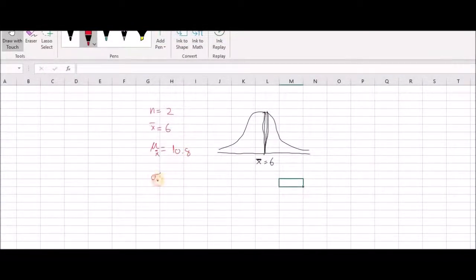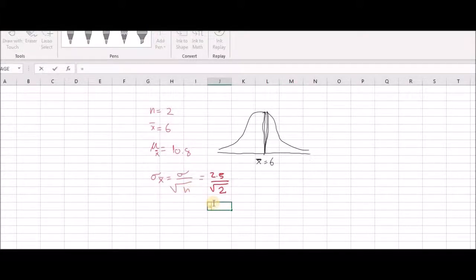The standard deviation of the distribution of the sample means is equal to the population standard deviation divided by the square root of the sample size. The standard deviation is 2.5 divided by the square root of the sample size, which is 2. So I'm going to compute that right here. Equals 2.5 divided by square root of 2. So that is the standard deviation of the distribution of the sample mean.